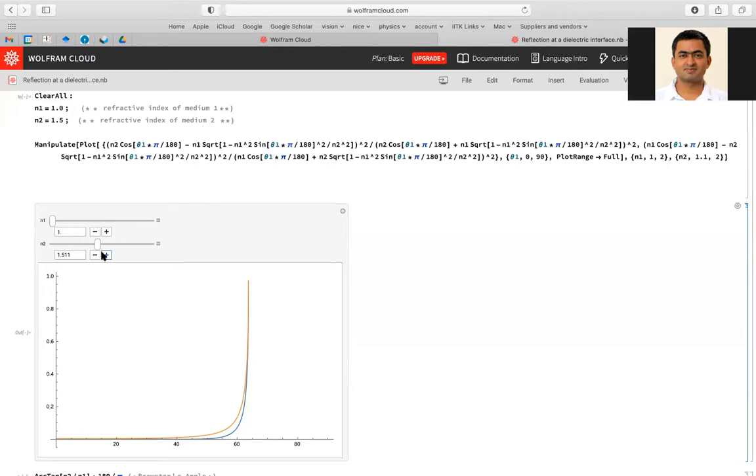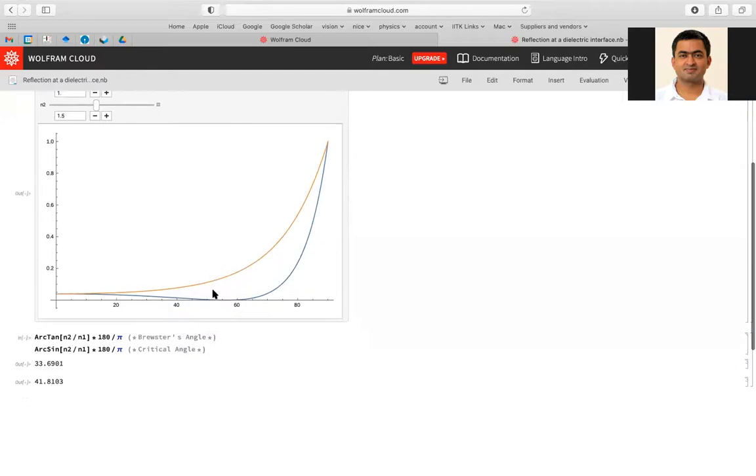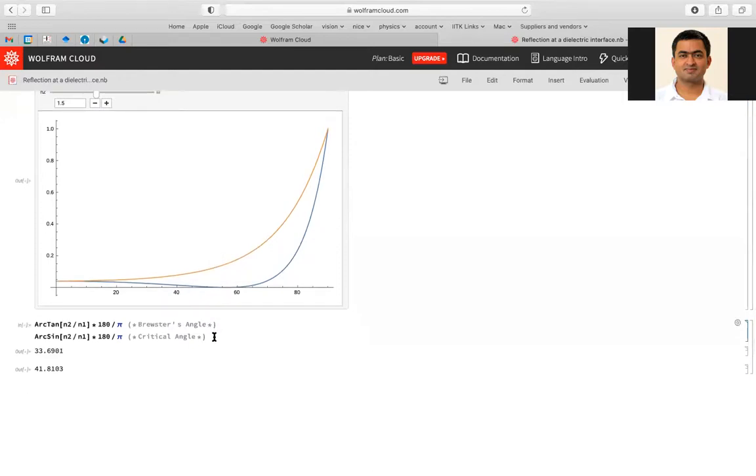But again, today we are basically going to do this 1 and 1.5. That's the air and glass interface.